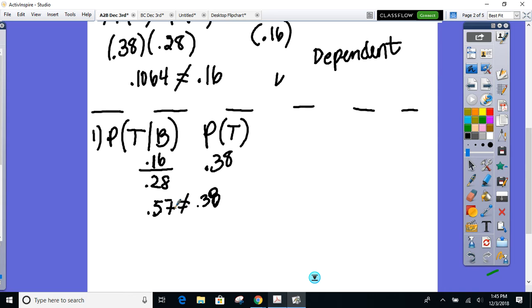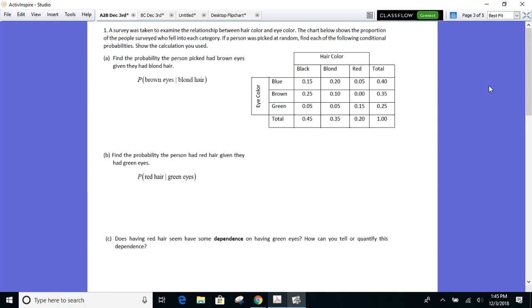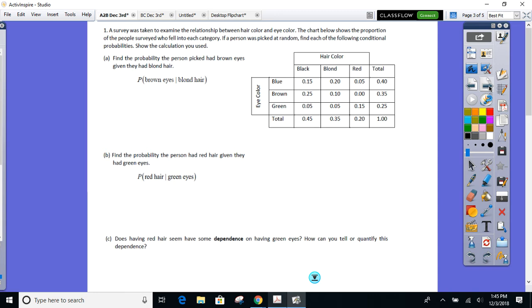Questions? In your groups right now, I'd like you to do parts A and B for me. Actually, you know what? Let me do part A with you. You can do part B in a second on your own. So part A, no independent or dependent. Ready? No independent or dependent.